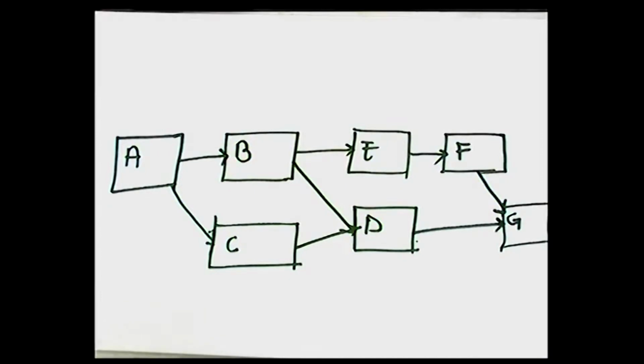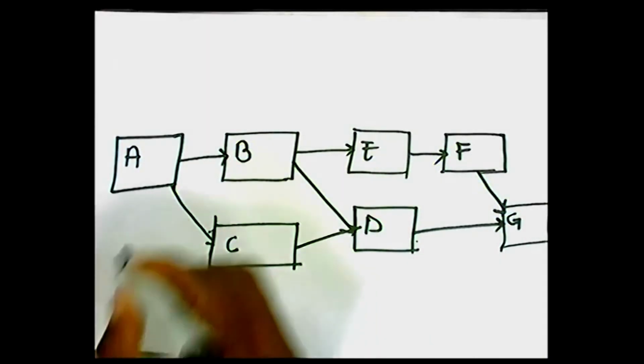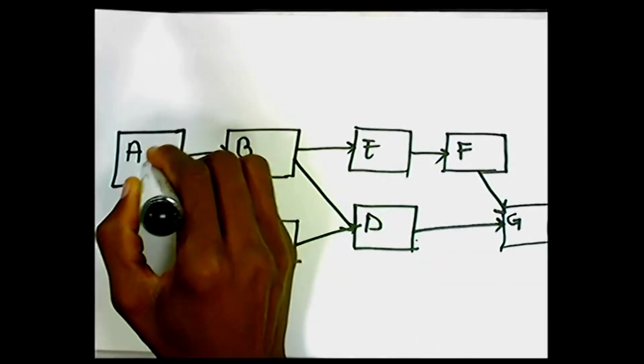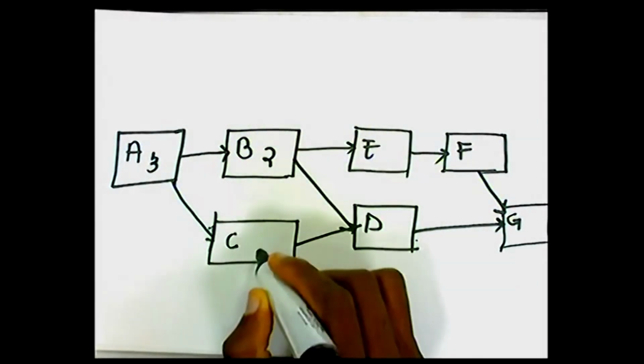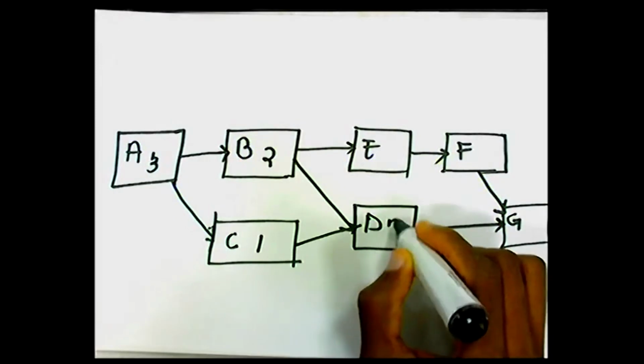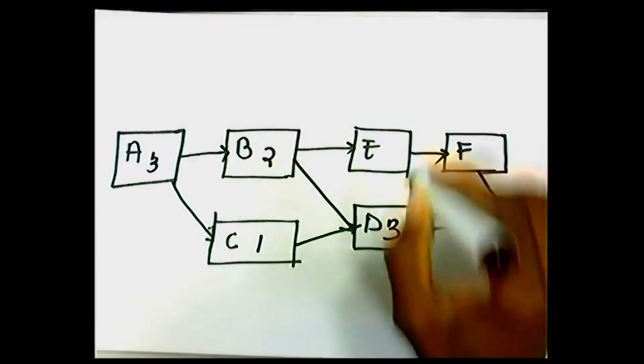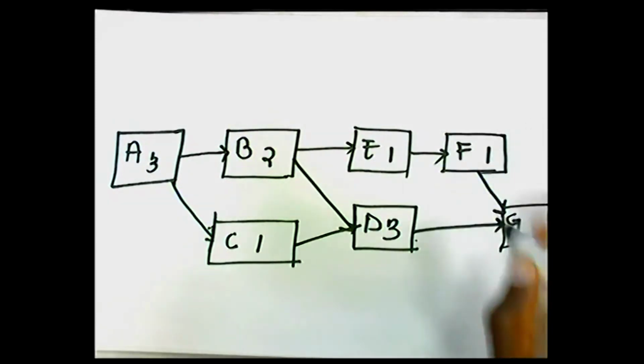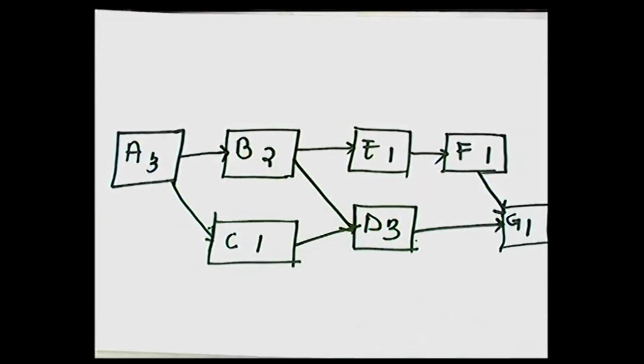The next thing is to put in the time durations, and I've answered question 1, the A part of the question. So activity A will take 3 months, B will take 2 months, C takes 1 month, D takes 3 months, E takes 1 month, F takes 1 month, and G also takes 1 month. I'm done. That's it. So this is my network diagram. And it's just that easy.